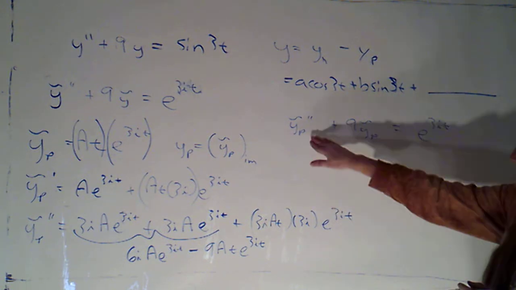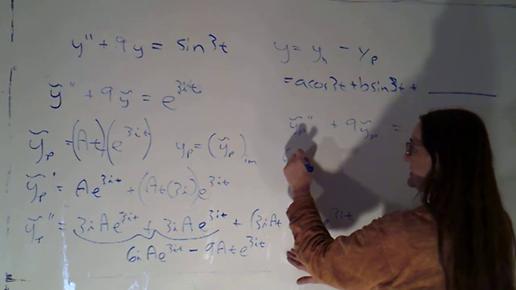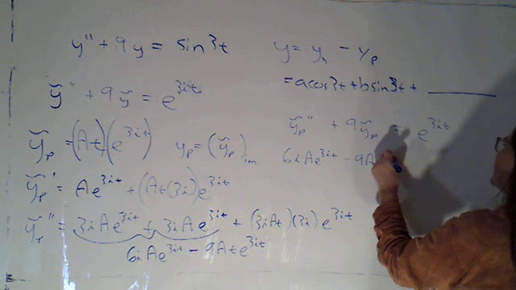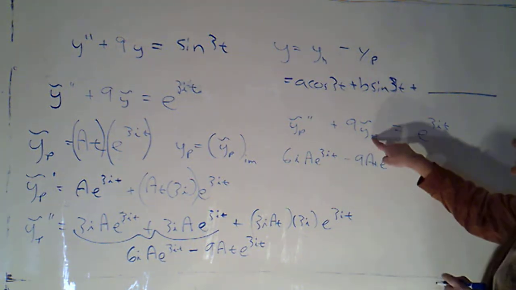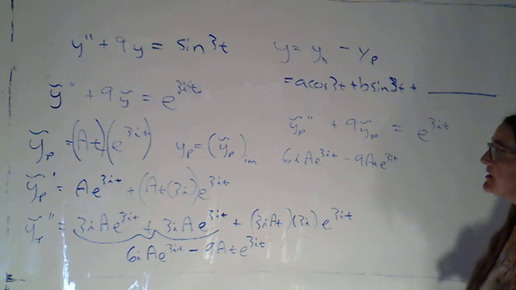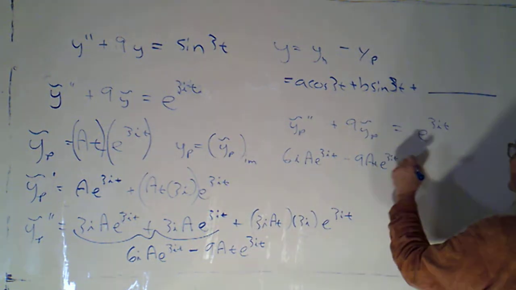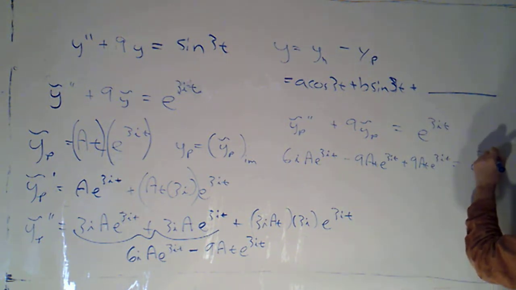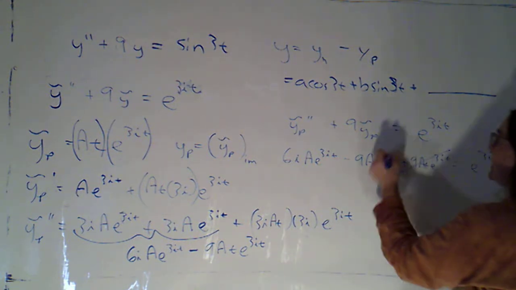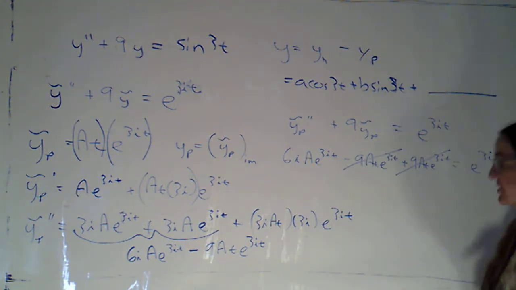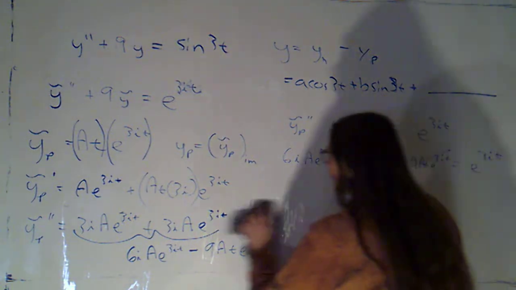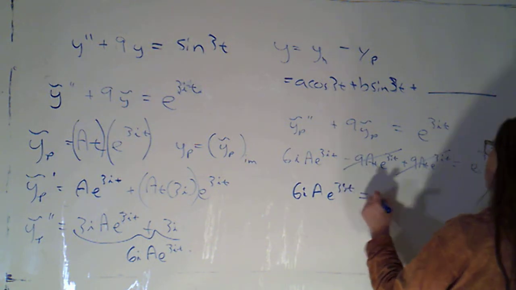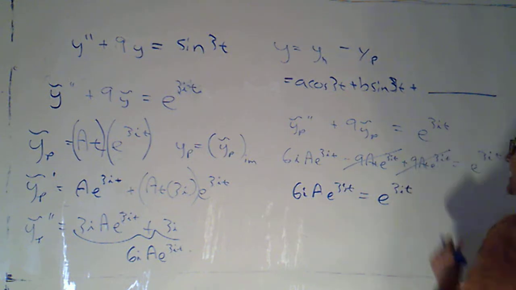So the second derivative we just said is this, 6ia e to the 3it minus 9at e to the 3it plus 9 copies of my particular solution, so that's going to be 9at e to the 3it, and all of that has to equal e to the 3it. And isn't that lovely? The t e to the 3it's just drop out, which is great. So that leaves me with 6ia e to the 3it has to equal 1 copy of e to the 3it.